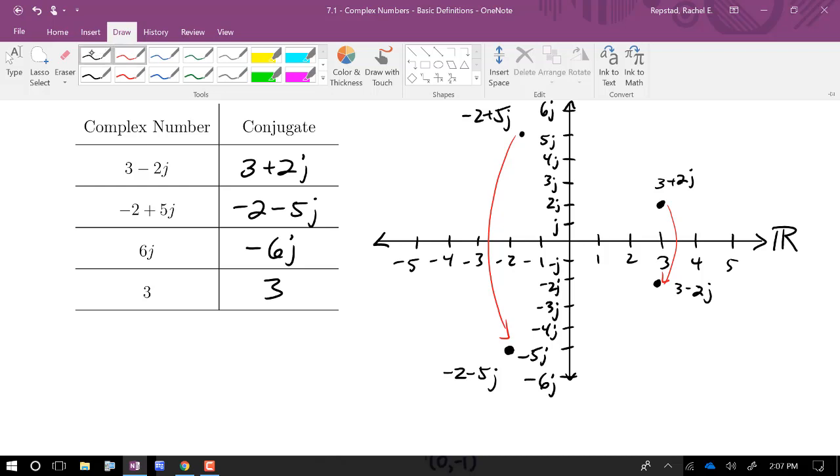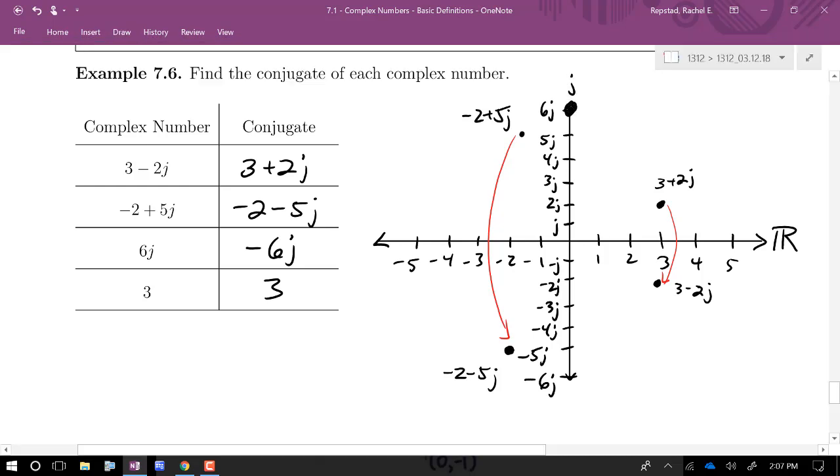Positive 6j sits right up here, on the imaginary axis. Its conjugate, if we flip this over the real axis, is down here at -6j. Not surprising. And positive 3, well, that's right here. And if we reflect that across the real axis, since it's on the real axis, it doesn't go anywhere. It is its own complex conjugate.